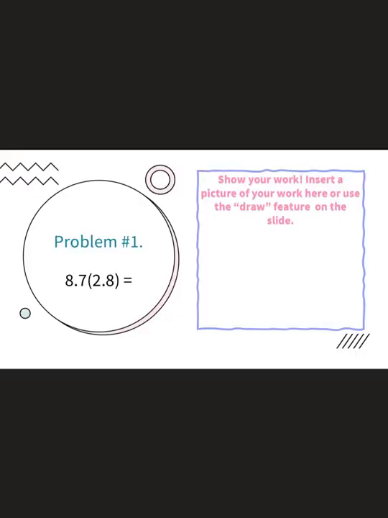So here's our first problem. You should see a slide that looks just like this. Notice this text box over here says show your work. Insert a picture of your work here, or use the draw feature on each slide. So I'm going to be showing my work using the draw feature. If you have it, that's great. You can just write on the slide. If you don't, please make sure you have a pencil and paper next to you so you can write down your work and then insert a picture.